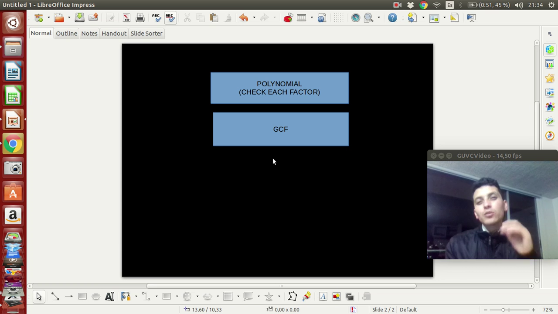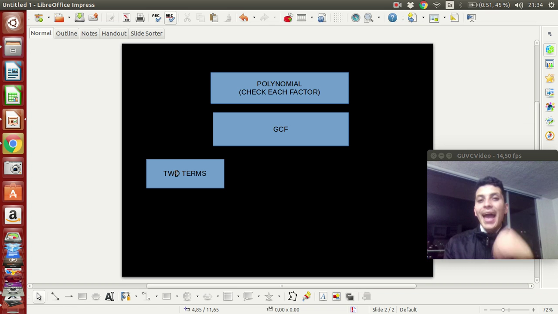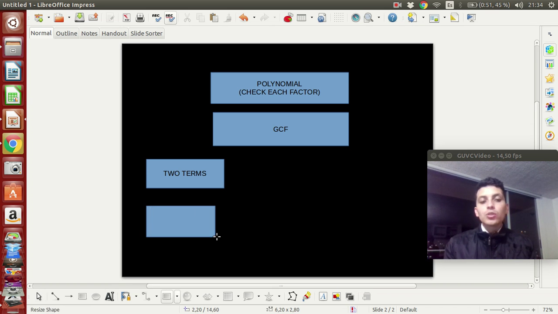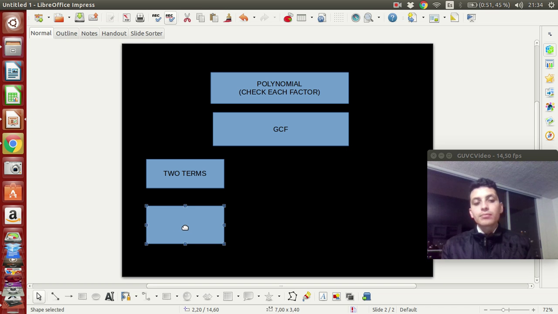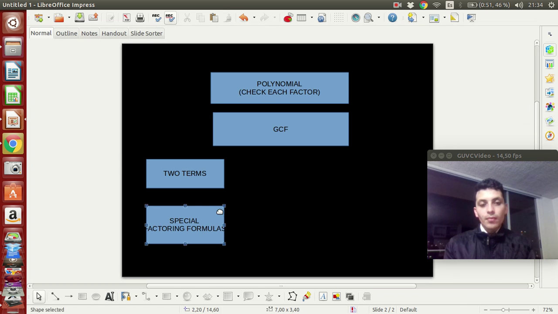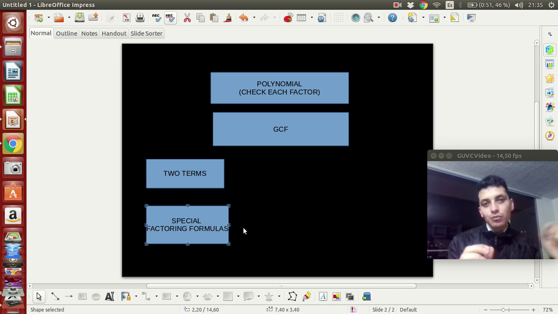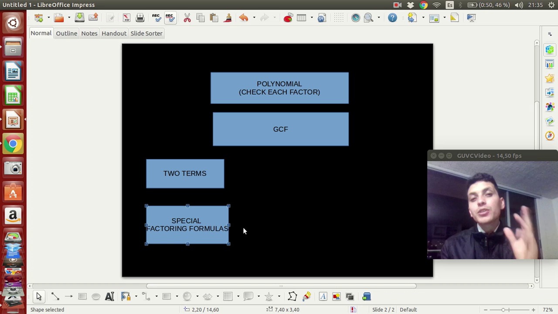After you apply the GCF to each factor, you just have to ask yourself if the new factor or factors has two terms. If the new factor has two terms, you just have to go to your special factoring formulas. It's important for you to know the special factoring formulas. Have a flashcard and write them: the difference of squares, the difference of cubes, and the sum of cubes. These are the formulas when you have two terms.